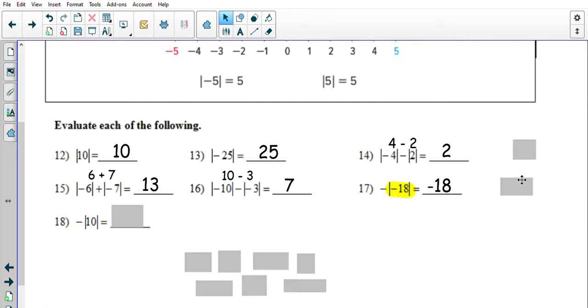Number 18, we've got the negative absolute value of 10. So the absolute value of 10 is 10. We've got this negative sign right outside the absolute value bars. So we just pop that right in front. And this solution will be negative 10.